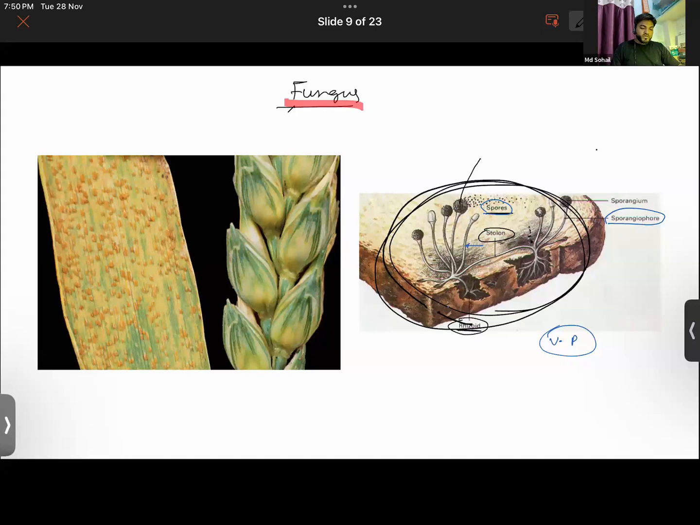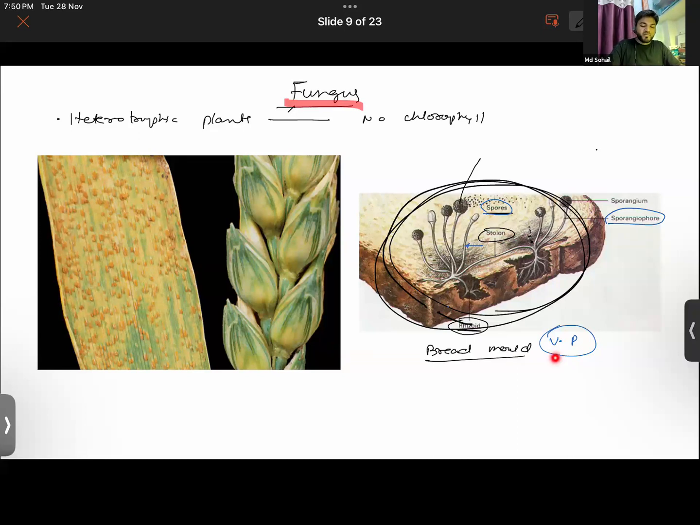So fungi are heterotrophic. Why? Because they have no chlorophyll in them. Hence, they can't prepare their own food, right? So these are heterotrophic organisms. Apart from bread mold, we have some other examples too. They reproduce asexually.